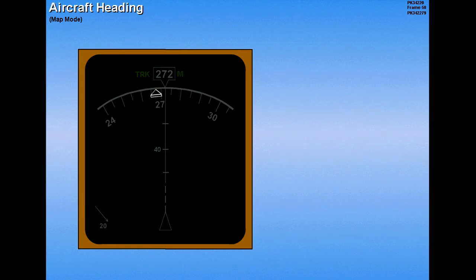The aircraft heading is now shown by a triangular pointer since the display is referenced to track. The heading bug and dashed line are displayed in the same manner as in the expanded VOR and ILS modes.